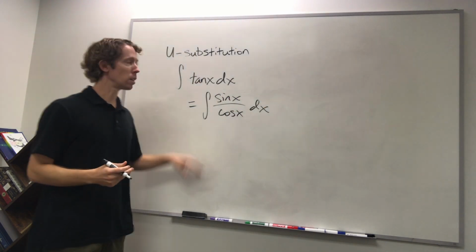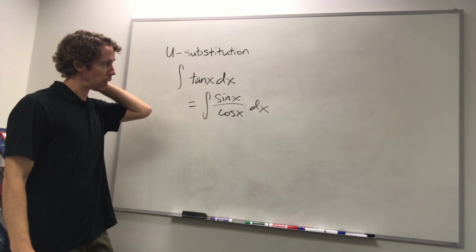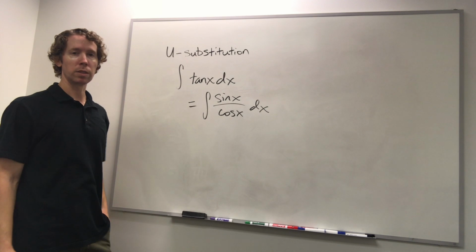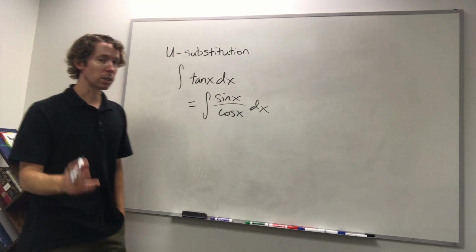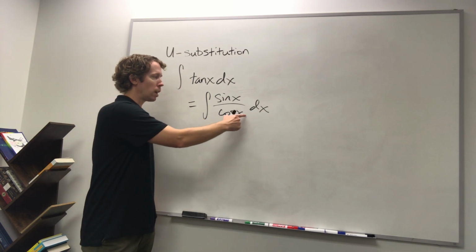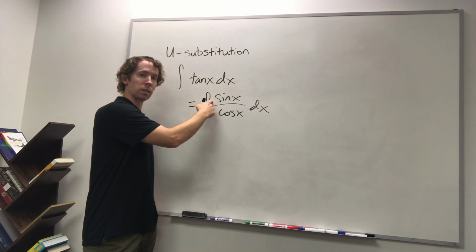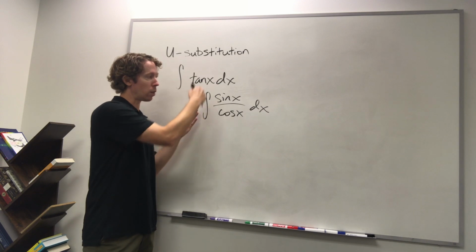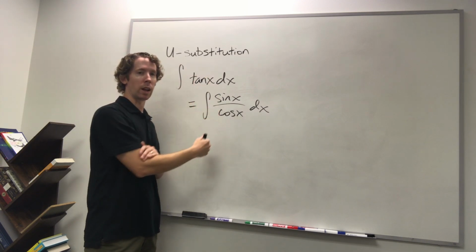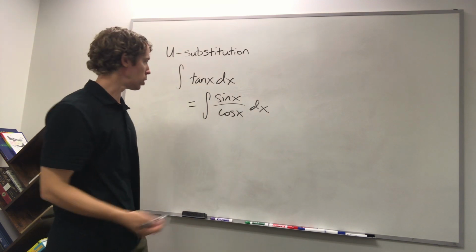And it turns out that this simple algebraic rewriting of tangent is enough to point me in the right direction for finding this antiderivative, because now if I let u equal cosine of x, then the derivative of u will be negative sine x, which will handle this numerator. And so I'll be left with negative 1 over u du, and I know how to find the antiderivative of negative 1 over u.